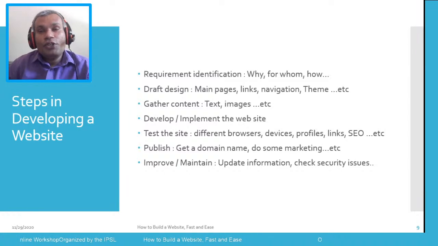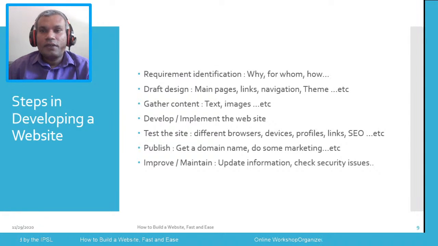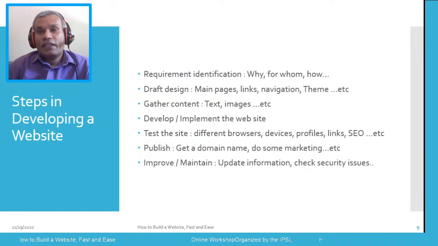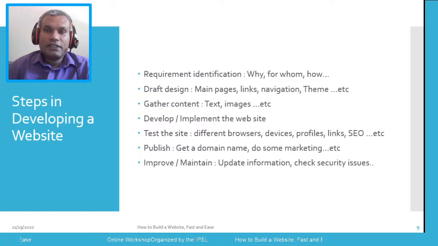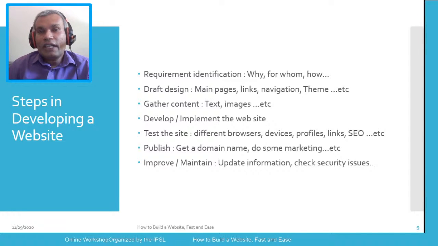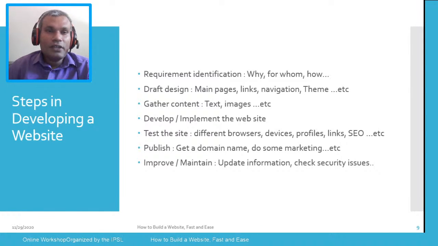So the first thing is you need to find the requirements. For whom are you going to build it, and why are you building it? How are you going to build it? For example, if you want to give your science knowledge or education to children who are affected in rural areas, that may not be a very good idea for a website, because students in rural areas may not have access to the internet. So you have to think about why you are doing it and how you are doing it. Be very clear about that.